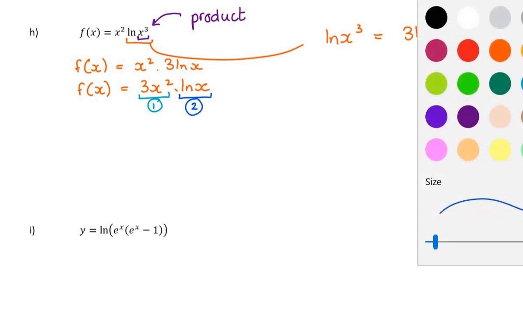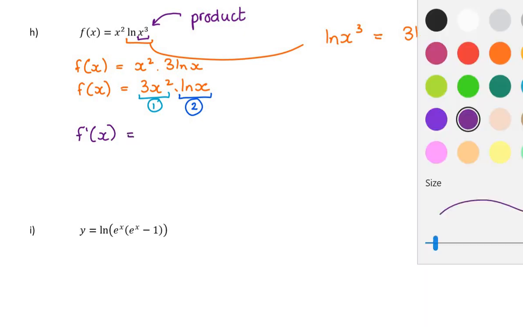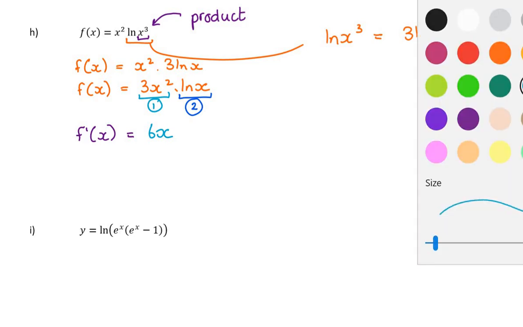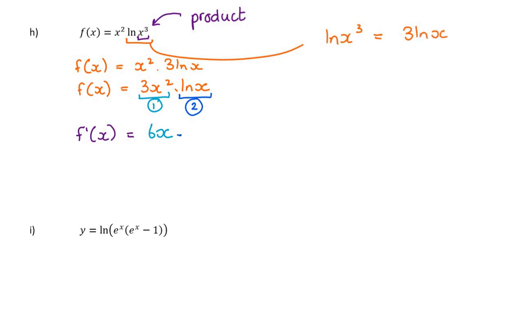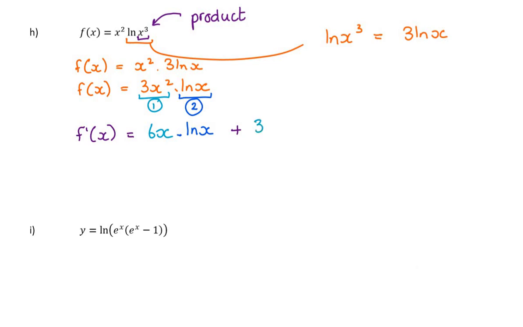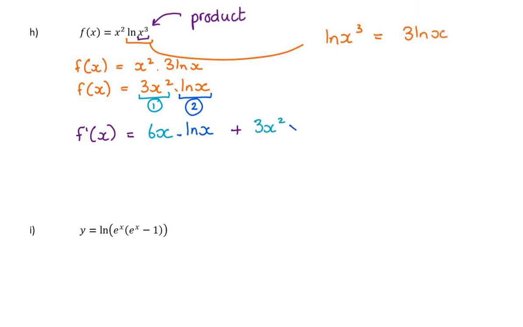And so what did the product rule say to us? The product rule says, now remember to talk yourself through it, differentiate the first function, which would now be 6x, leave the second function alone, so times ln x, plus leave the first function alone, which would be 3x squared, times the derivative of the second function, which would now be 1 over x.